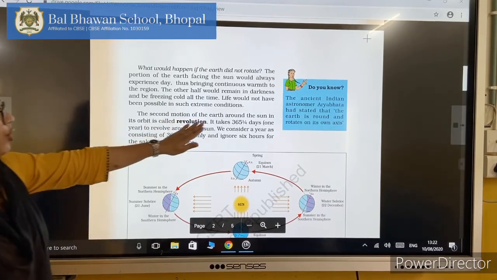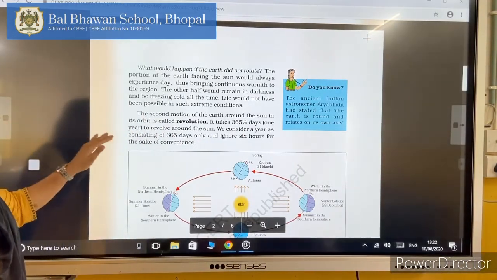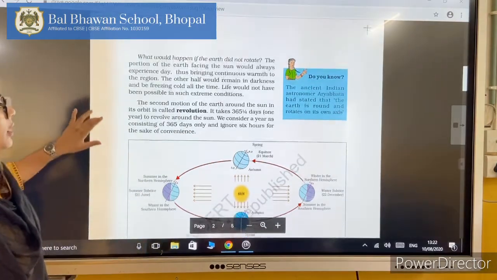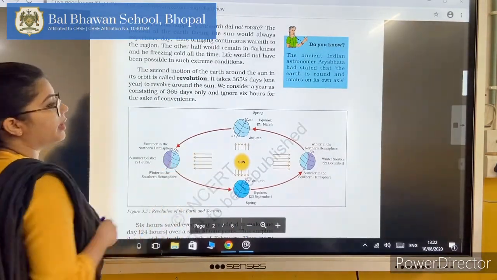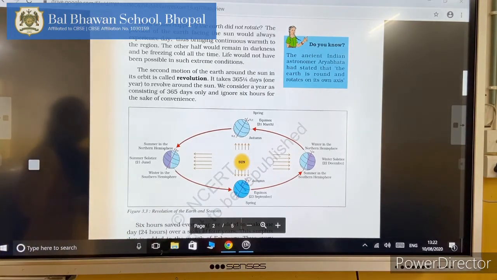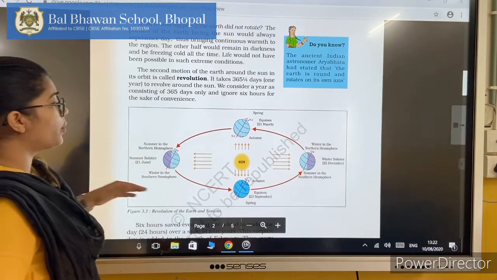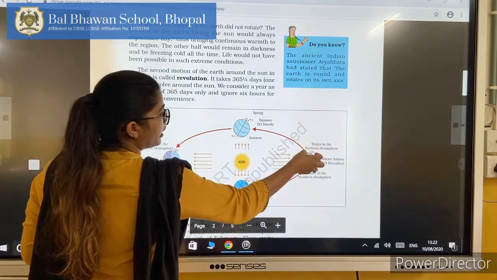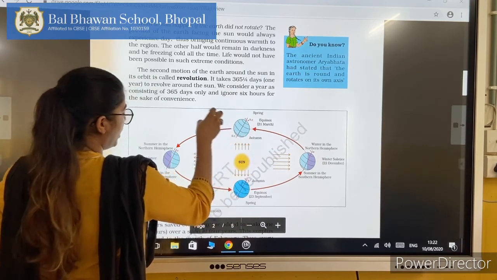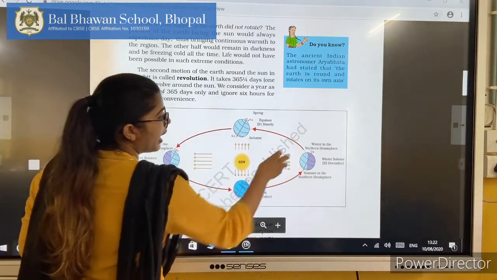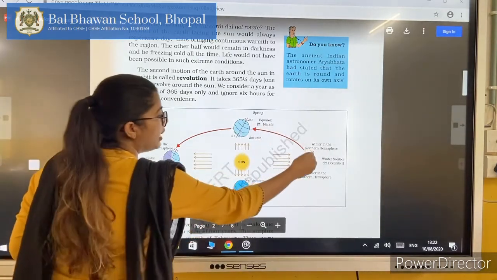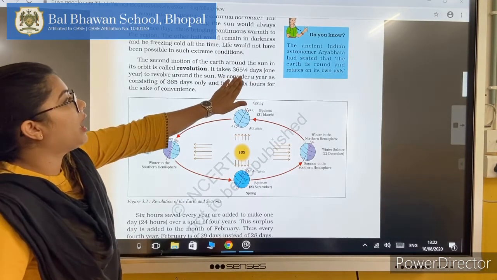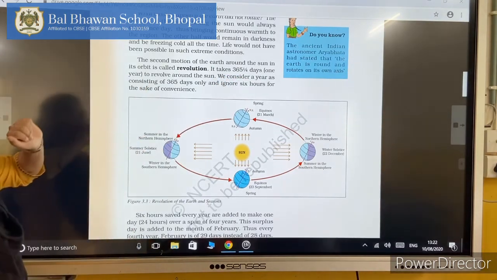So the second motion of the earth, around the sun in its orbit, is called revolution, as I have already made you understand. When the earth moves around the sun in an imaginary path, that is called revolution. Suppose the earth started moving from here. It will move here in 21st March, then in June, and in September, and then will again come in December. So to go around from here and come back here, it takes 365 and a quarter days. That means 1 year, right?